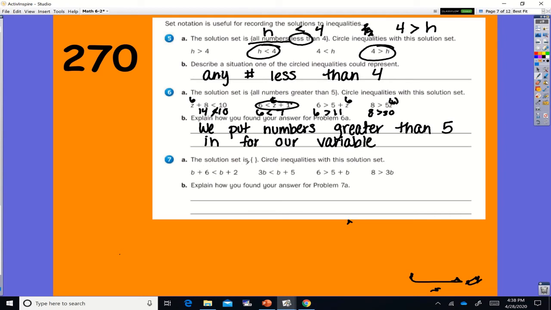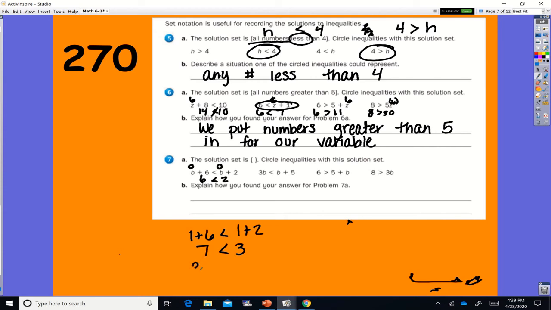Okay, now this solution set right here is no solution. That means circle inequalities that have no solution here. So if I put 0 in and 0 in here, 0 plus 6 is 6, 0 plus 2 is 2. 6 is not less than 2. What if I put 1 in for that? So 1 plus 6, I get 7, 3. Still not the same.